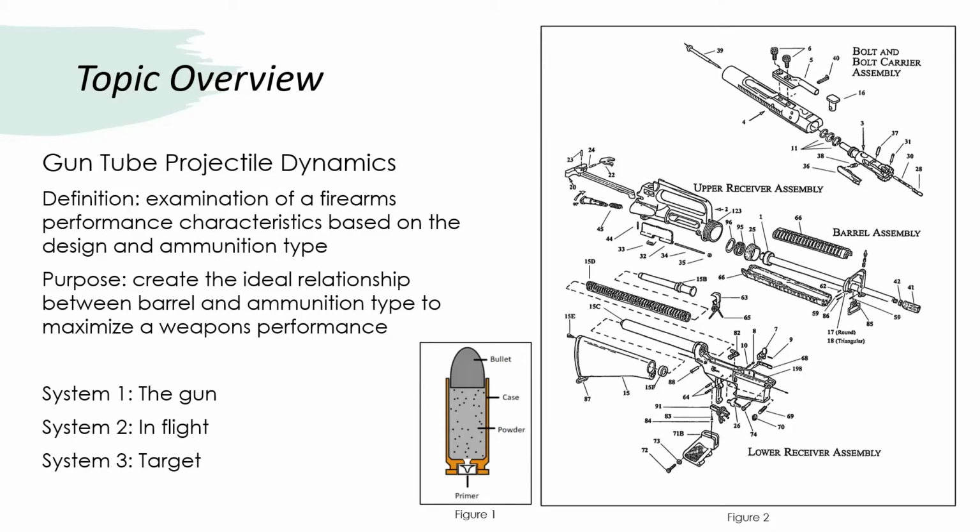For demonstrational purposes, these processes have been divided into three systems. System 1 is when the bullet is in the barrel and can be modeled as a mass spring system. System 2 is when the bullet is airborne and can be modeled as a projectile. Finally, System 3 is upon impact. We model this system using ballistics, which is beyond the scope of this course.